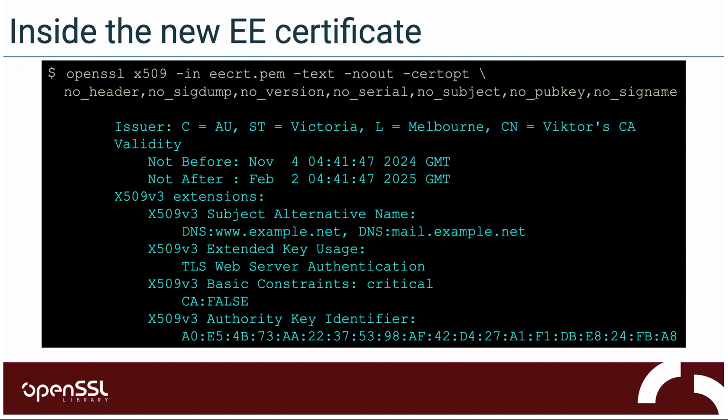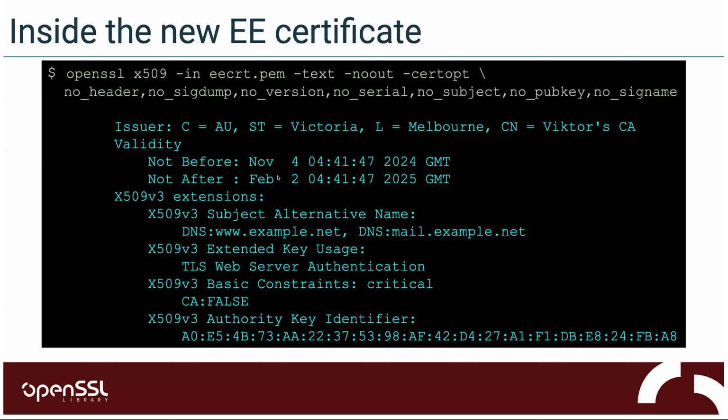Inside the new EE certificate, let's take a look inside it. So I'm running a command to inspect it. I've given the cert opt option, with lots of things you can read about in the documentation, but it suppresses the output of some of the fields, so we get to see only the ones that we're interested in. This time we see that the issuer is not empty. It contains the name of the certification authority certificate that I used.